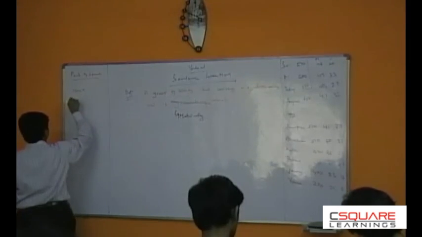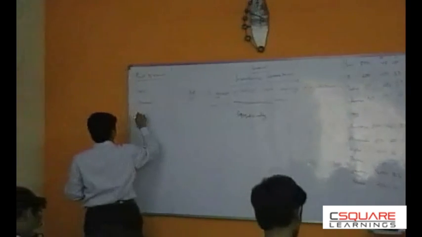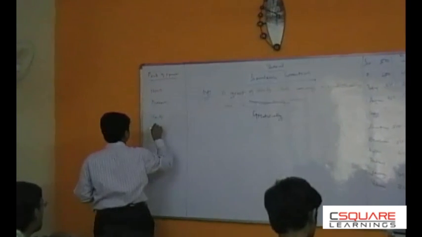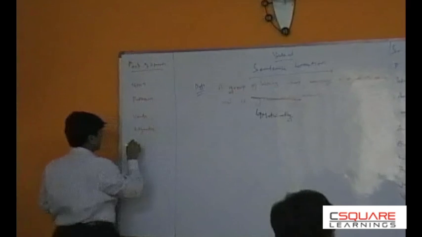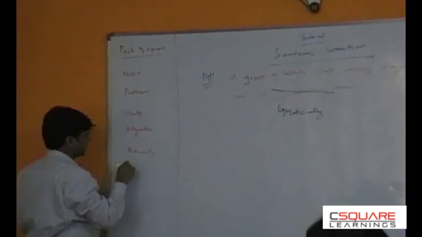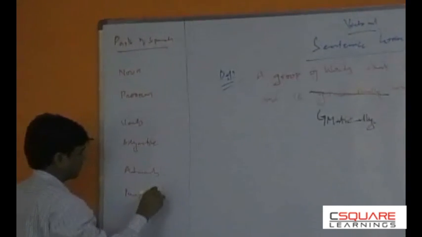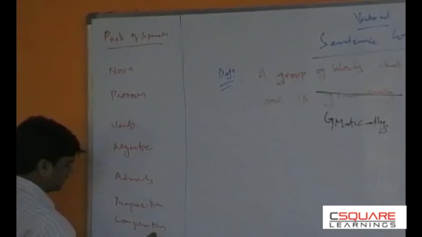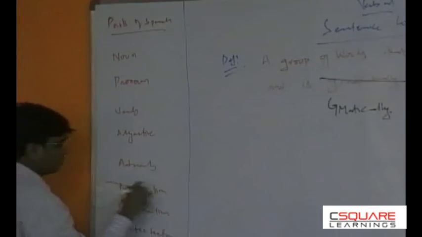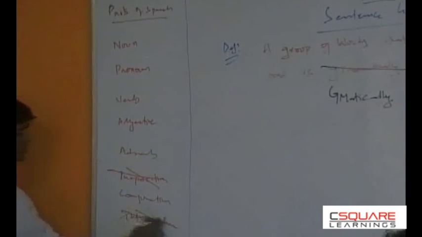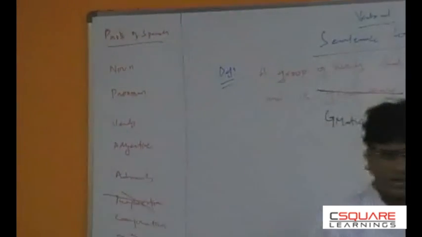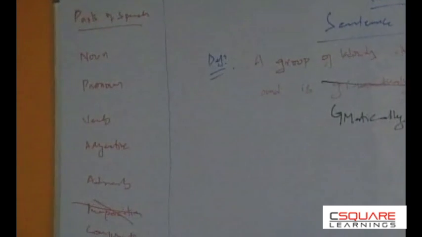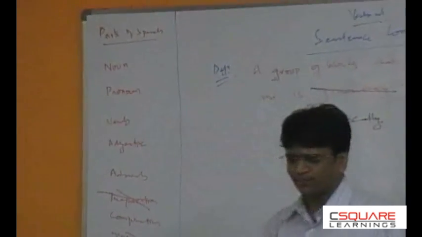So, what are the different parts of speech? Noun, pronoun, verb, adjective, adverb, preposition, conjunctions and interjections. There are two things which are not really important in this: prepositions and interjections. We are not worried about these two things on GMAT. Interjections are definitely not on GMAT. Prepositions here and there we use, but not very much.